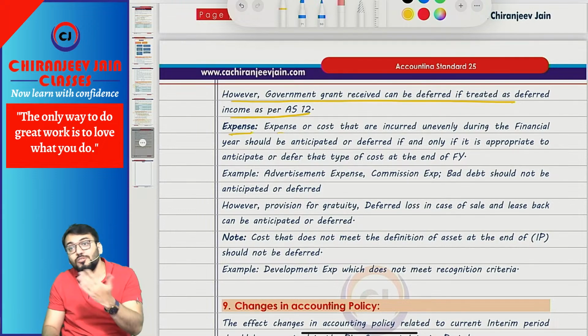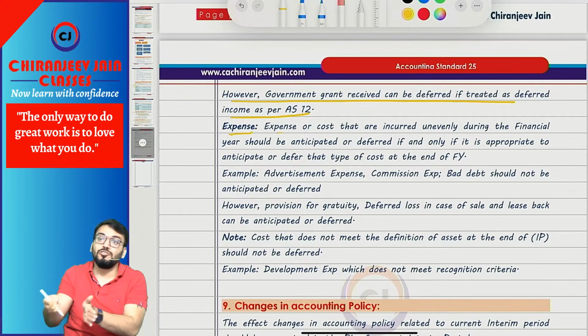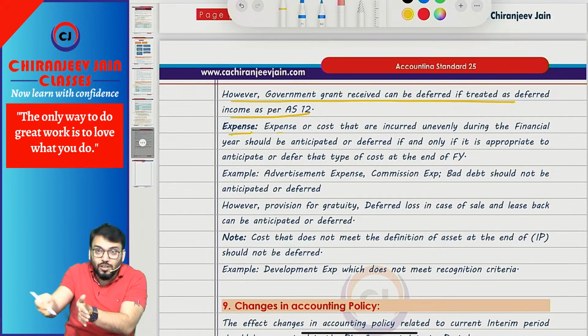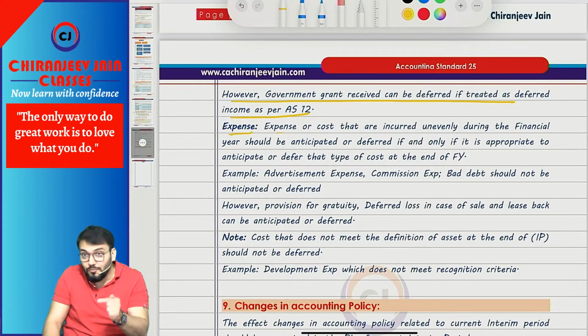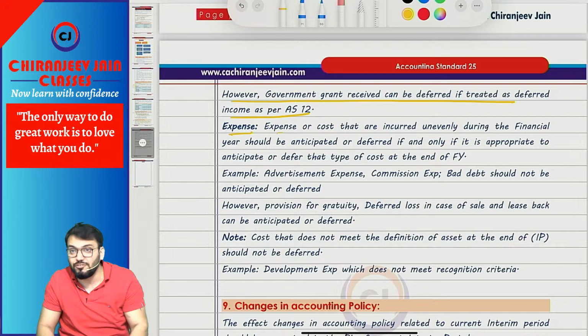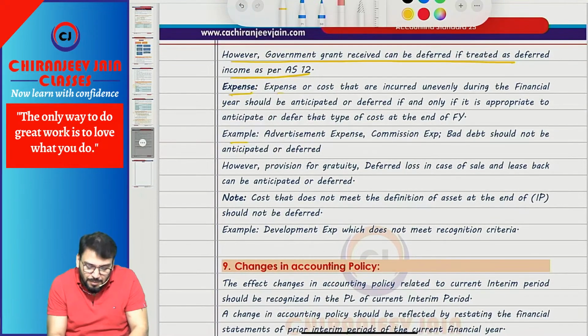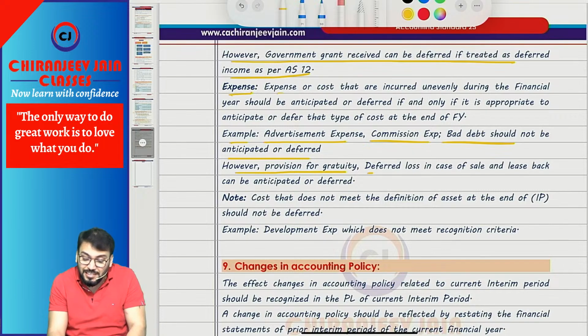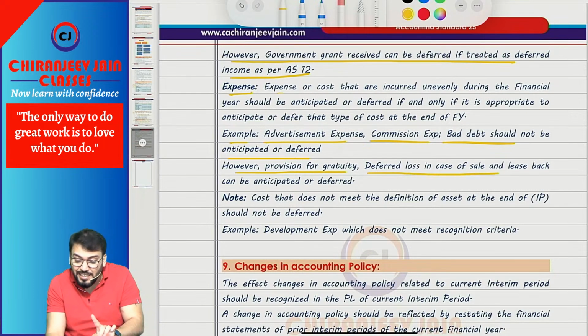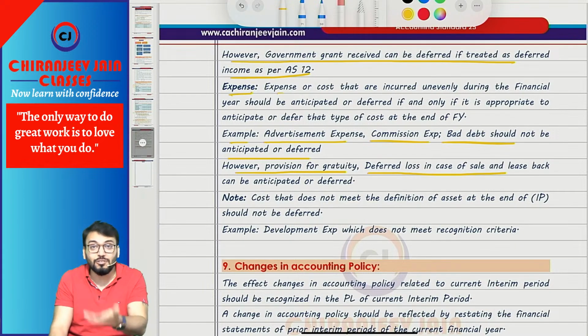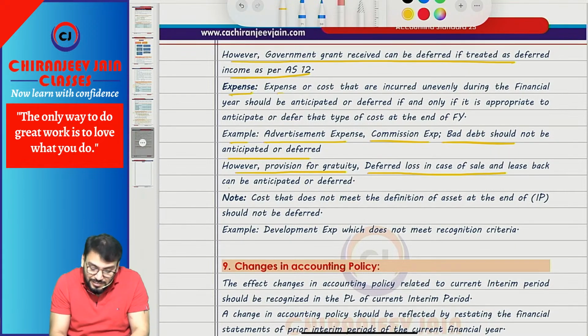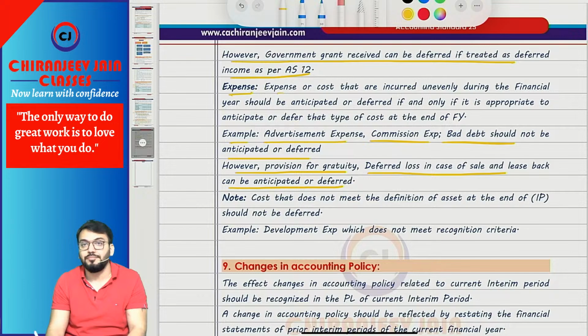But take provision for gratuity. We recognize the provision for gratuity on an accrual basis, so for the second quarter we should recognize the provision for gratuity also. Understood what I am saying? Examples: advertisement expense, commission expense, bad debt should not be anticipated or deferred. However, provision for gratuity or any deferred loss in case of sale and leaseback transaction can be anticipated or deferred at the end of the financial year.